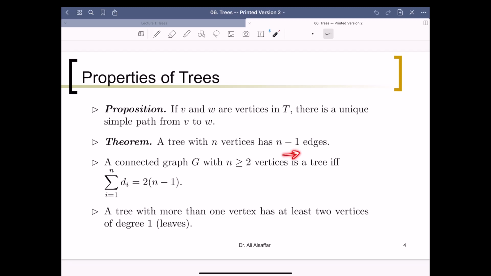Since we have if and only if, this statement is bi-directional. So you have to prove it from left to right as if and then, and you prove it from right to left as if and then. From left to right, you need to prove that if G is a tree, then the sum of the degree is equal to 2 multiplied by n minus 1. And from right to left, what you need to prove? You need to prove that if the sum of the degree of G is equal to 2 multiplied by n minus 1, prove that it is a tree. In both directions, it is assumed that we have a connected graph with n greater than or equal to 2.